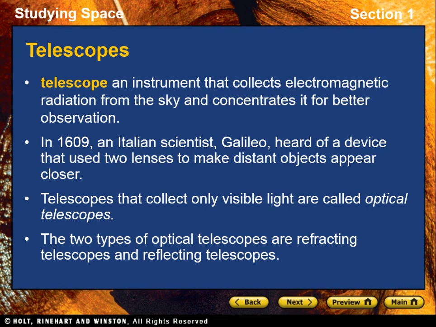A telescope is an instrument that collects electromagnetic radiation from the sky and concentrates it for better observation. While modern telescopes are able to collect and use invisible electromagnetic radiation, the first telescopes that were developed collected only visible light. Telescopes that collect only visible light are called optical telescopes. The two types of optical telescopes are refracting telescopes and reflecting telescopes.